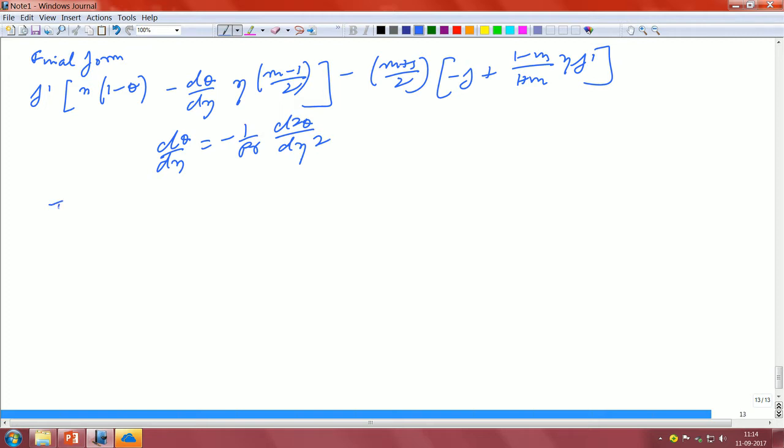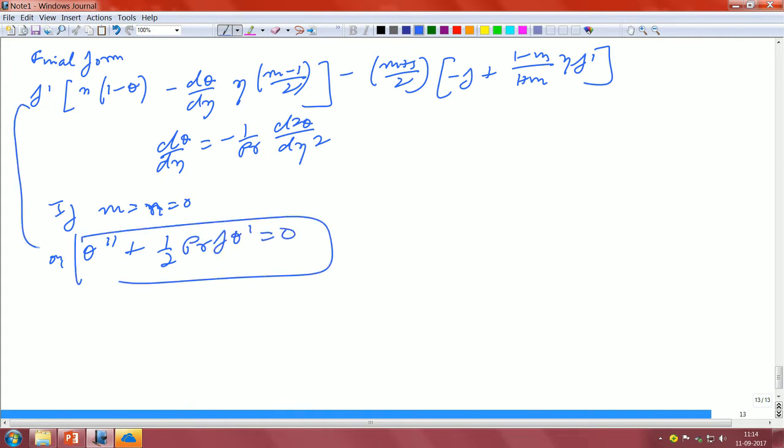Now, if m is equal to n equal to 0, typical flat plate boundary layer solution, what we get is theta double prime, this equation will boil down to this particular form, which is the correct one, as we already know from our other analysis.